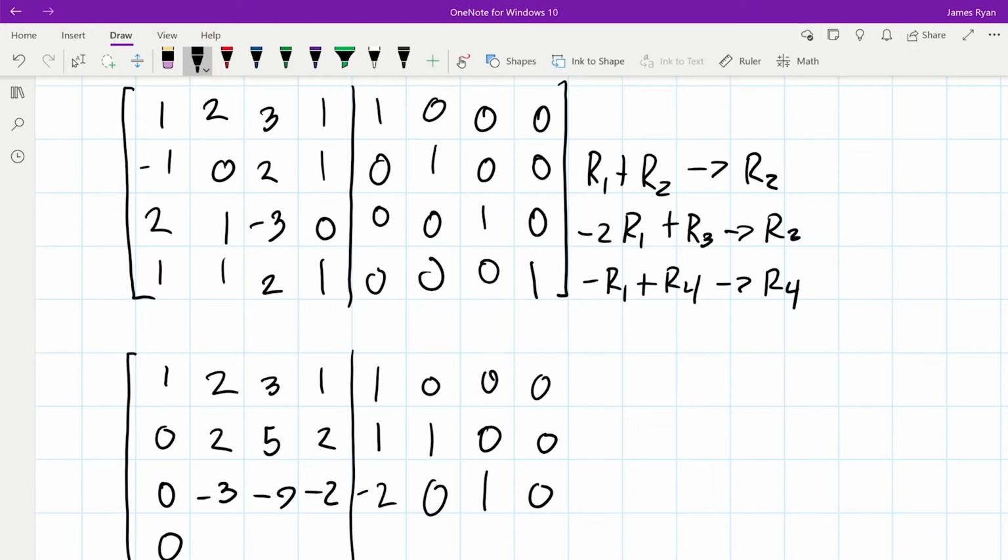Negative 1 times 2 plus 1 is -1. -1 times 3 plus 2 is -1. -1 times 1 plus 1 is 0. -1 times 1 plus 0 is -1. And the rest of this row are zeros, so this will remain 0, 0, 1.